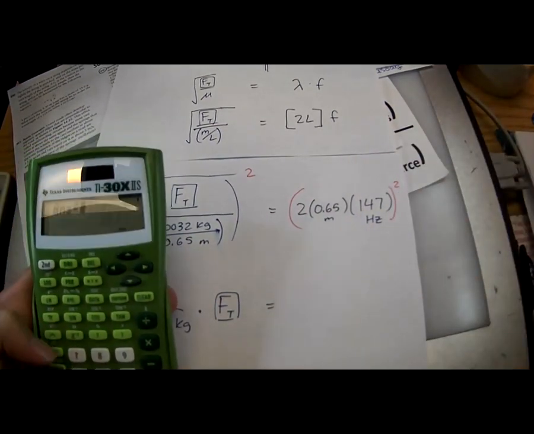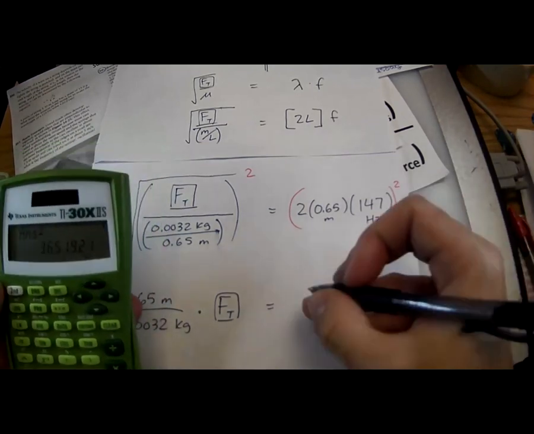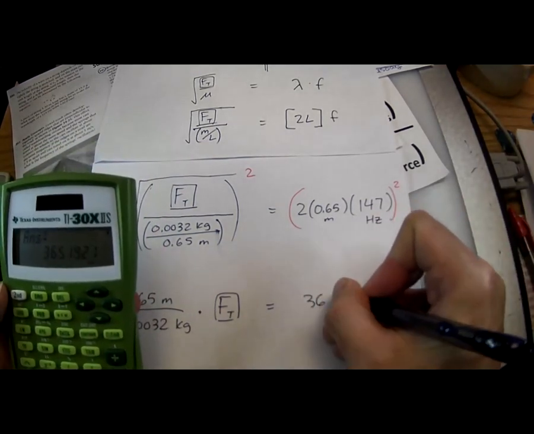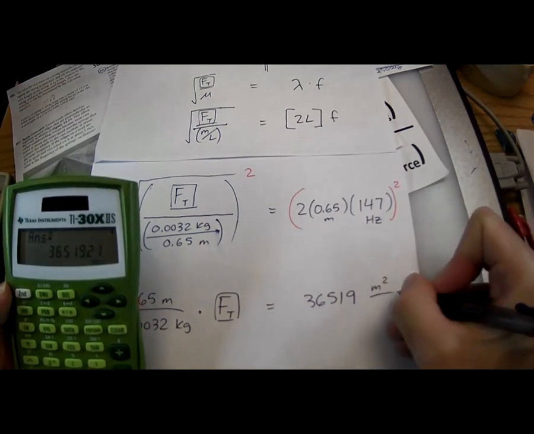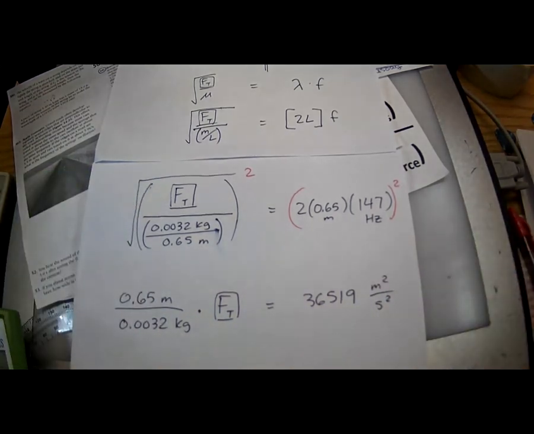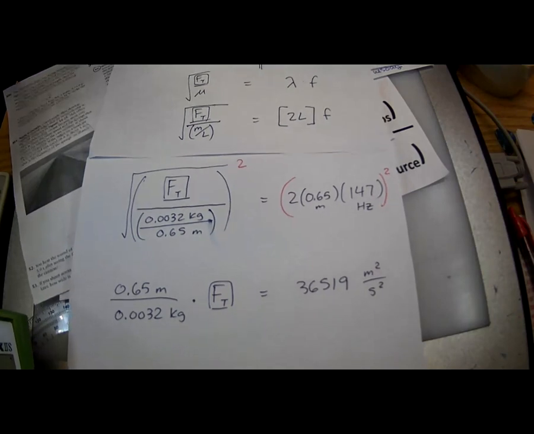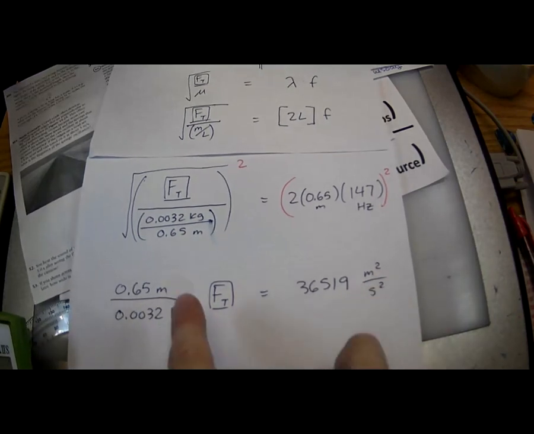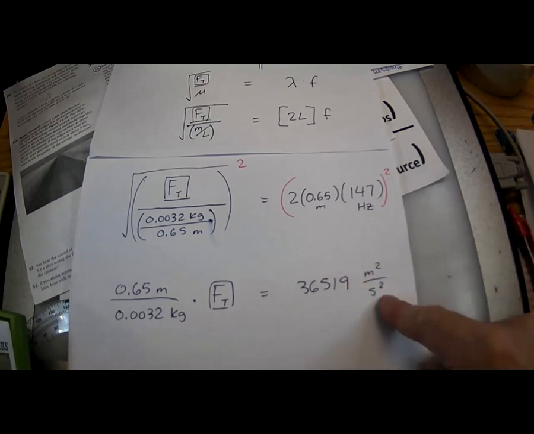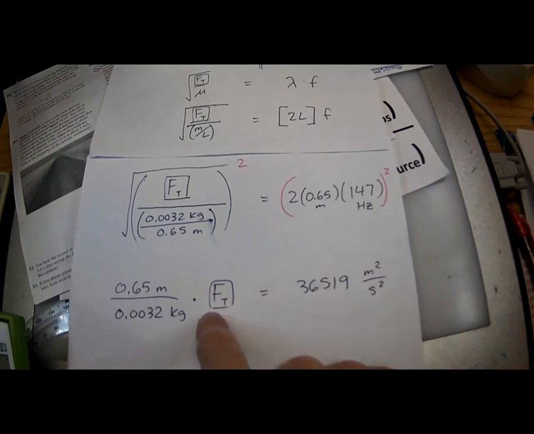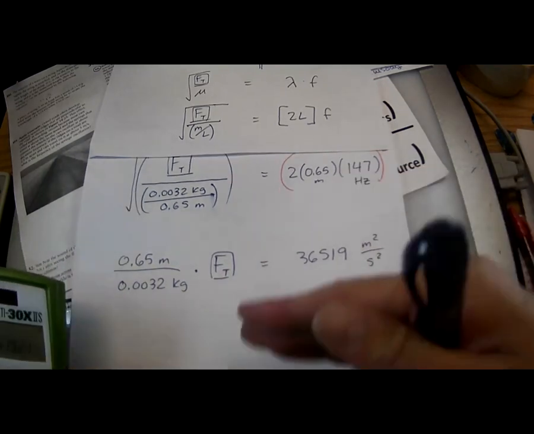So square that, that's going to be this number. I'm getting 36519. That would be the square root unit, meter squared per second squared. See, one of the meters is going to cancel. The kilograms is going to multiply up. That'd give me kilogram meter per second squared. Kilogram meter per second squared. That's also called a Newton, which describes a force, like a tension force. That's the next step, though.